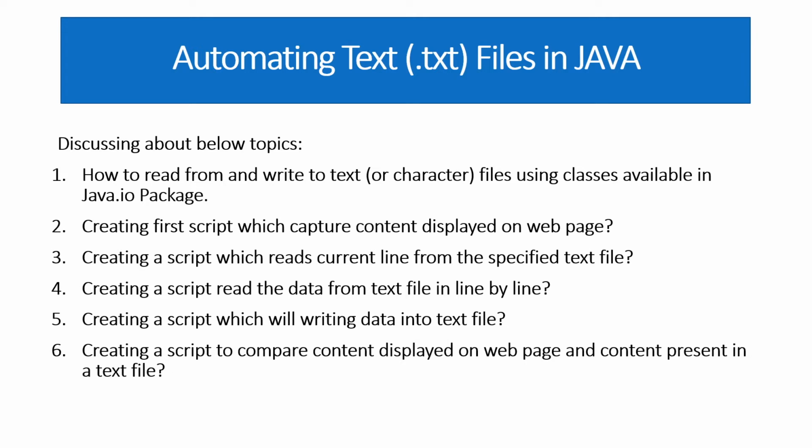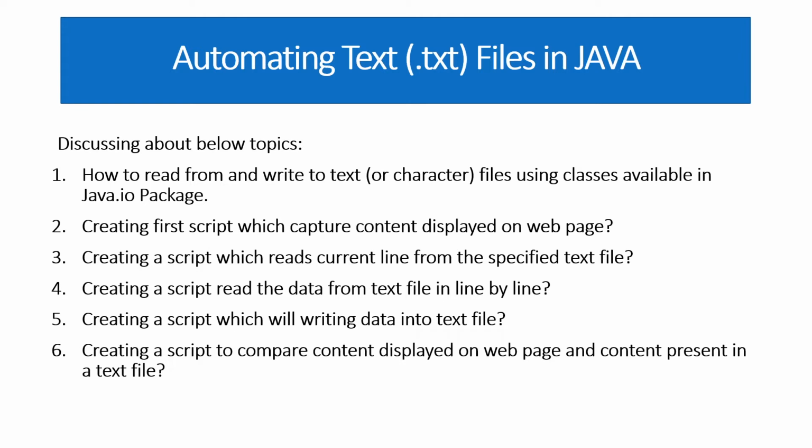The next concept here is how to read the current line from the specified text file. For example, there is a text file which has 5 lines that I already wrote. There I want to read the line where my cursor is currently focused. Out of 5 lines, for example, my cursor is at the 5th line, so I want to read that particular 5th line. We will see how we can perform that.